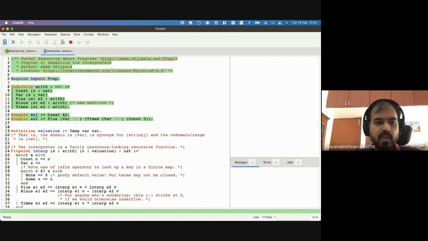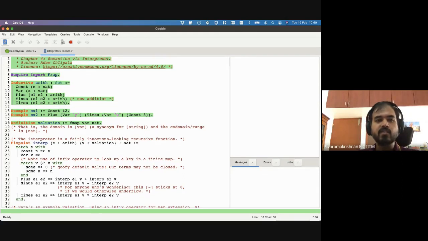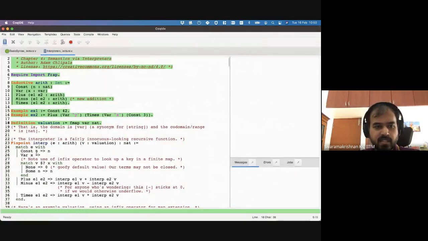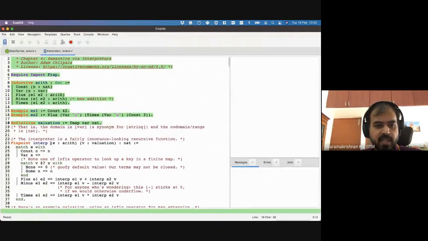So all we are saying here is that our valuation is this map, which is a map from variables to natural numbers. So that's what we are writing here. And the interpretation function, the thing that we saw here, is described as a recursive function. So what do we do here? We take the expression, we take the valuation, and we are going to return a natural number, in all of the cases. And that's precisely what this says. We are going to take an arithmetic expression, a valuation, and a natural number.